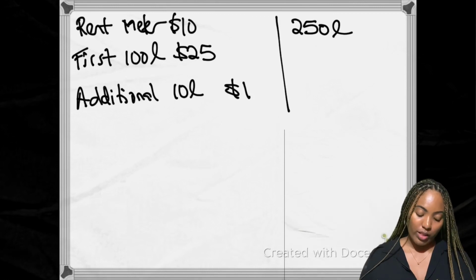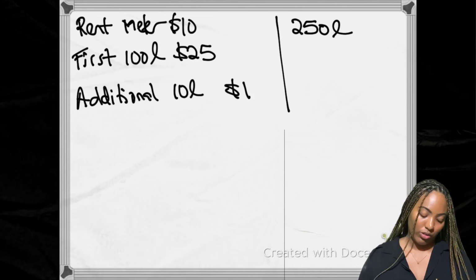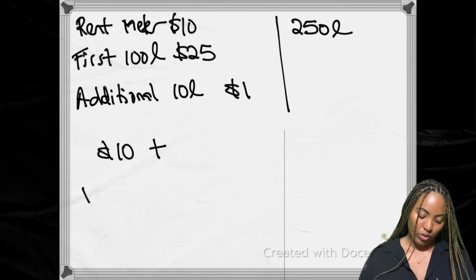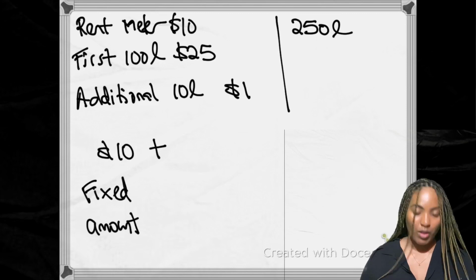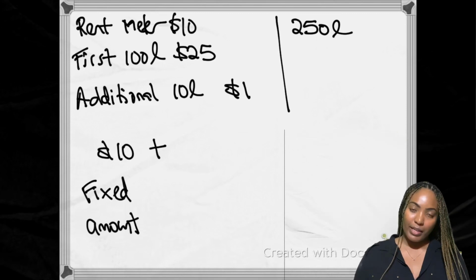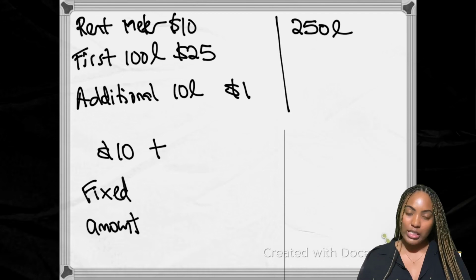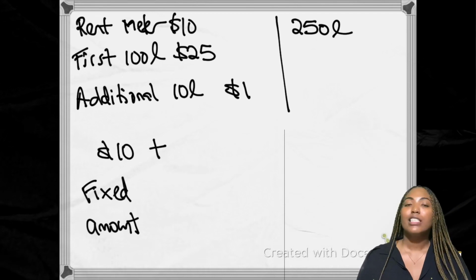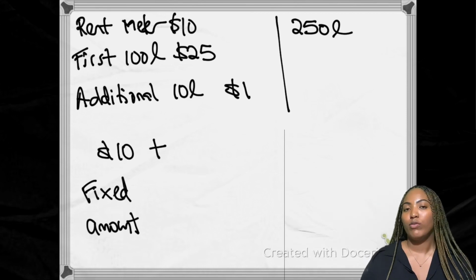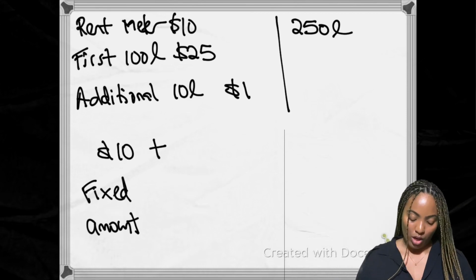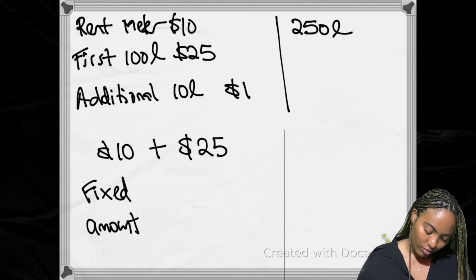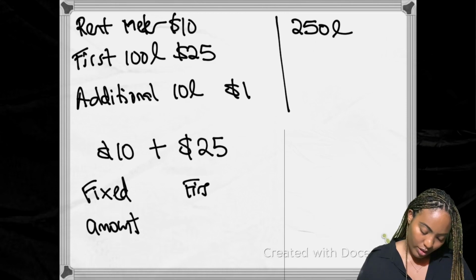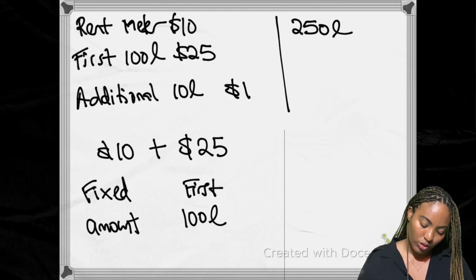be? Well, we have that fixed amount, which is the rental of the meter. So we would have $10. So this is the fixed amount. Plus the initial payment, which in this case would be for the first 100 liters, we pay $25. Since we have used 250 liters, we know we have used in excess of that 100 liters. So we will pay $25 for the first 100 liters.